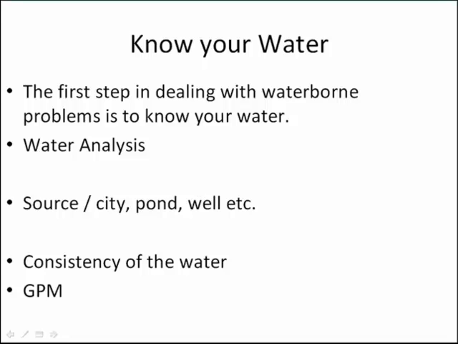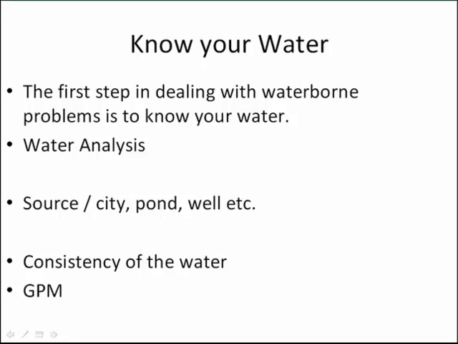Is it city water? Is it well water? Is it pond water? And what is the consistency of this water? For example, pond water receives rainfall and drainage water. This will change various components of that water, and you need to have a full understanding so you know what you're dealing with. Last but not least, the gallons per minute.